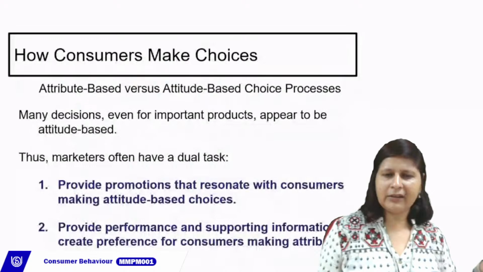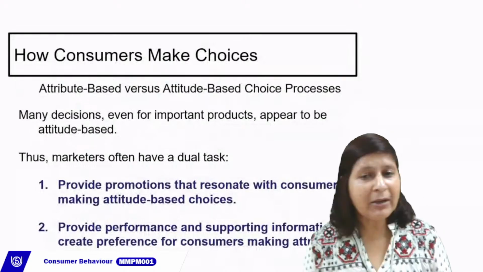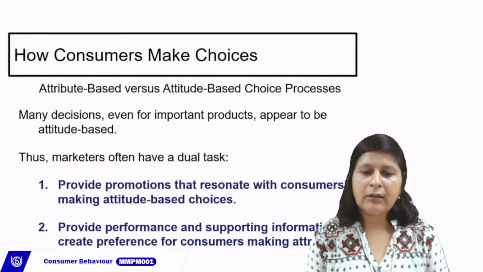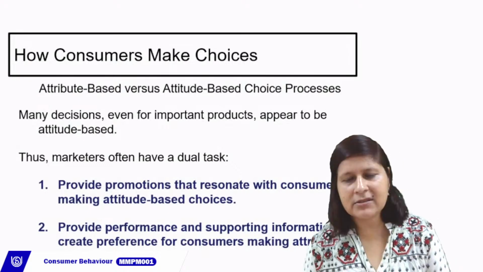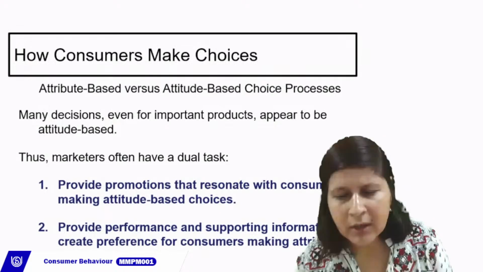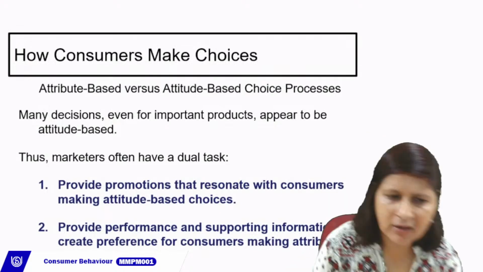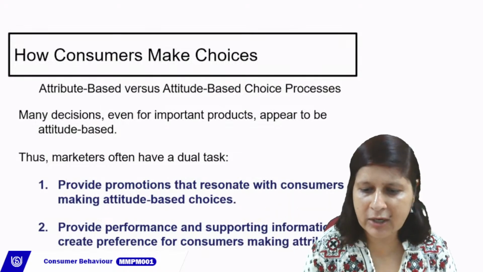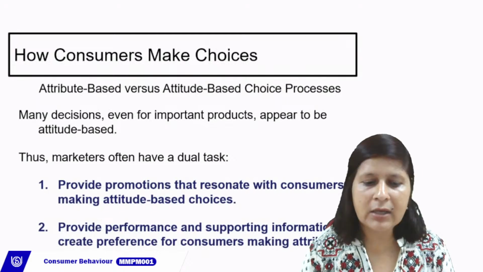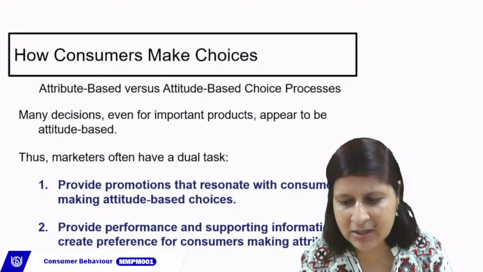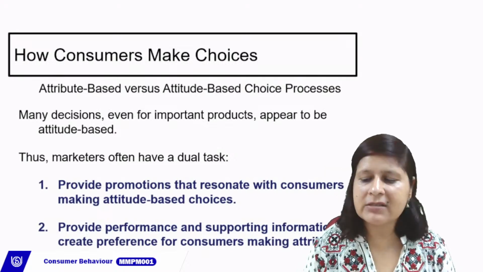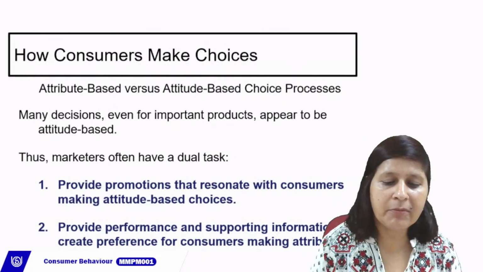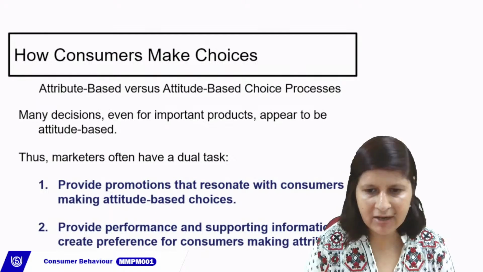Attribute based choice occurs on the basis of attributes or characteristics, but many decisions, even of the most important type, are attitude based, on the basis of your attitude, perception, and summary impressions. So marketers have a dual task: provide promotion that resonates with consumers making attitude based choices, and provide performance and supporting information to create preferences for consumers making attribute based choices.